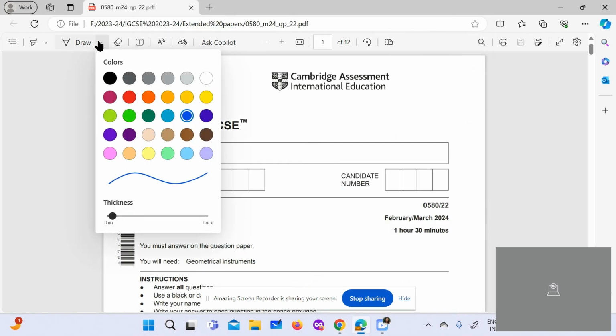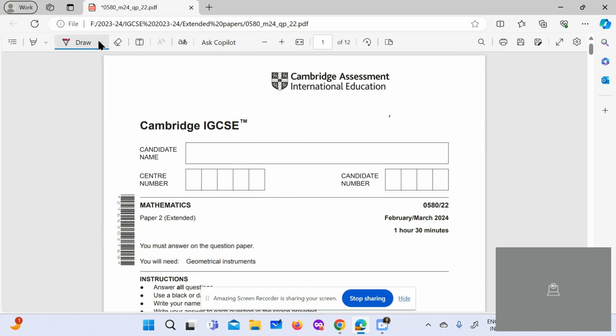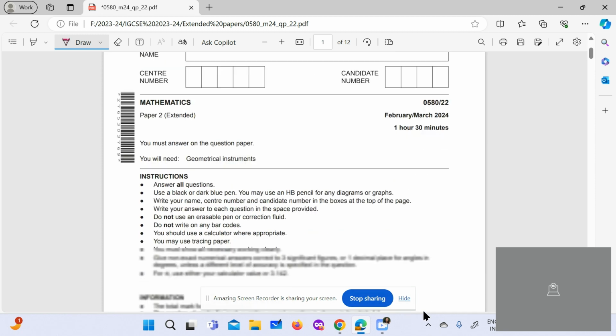So today we are going to solve 0580 paper 22, that is extended paper Feb March 2024. So this paper is of 1 hour 30 minutes and this is paper 2 for extended. Okay, so let's start doing this paper.